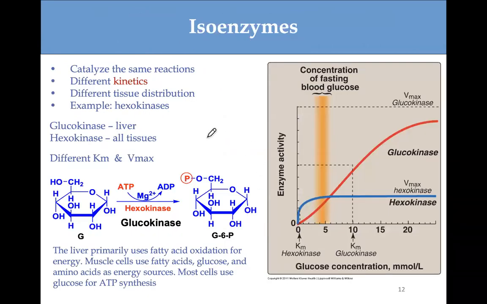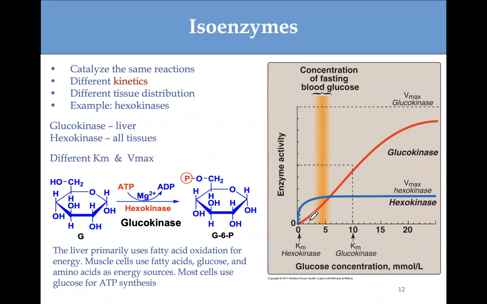Now let's take an example of isoenzymes that have different kinetics. Isoenzymes are enzymes that catalyze the same reaction, however they're distributed in different tissues and have different kinetics. For example, we have glucokinase and hexokinase. Both of them convert glucose into glucose 6-phosphate. Glucokinase is present in the liver. Hexokinase is present in all tissues.